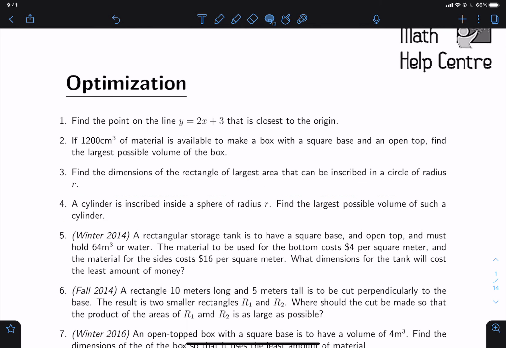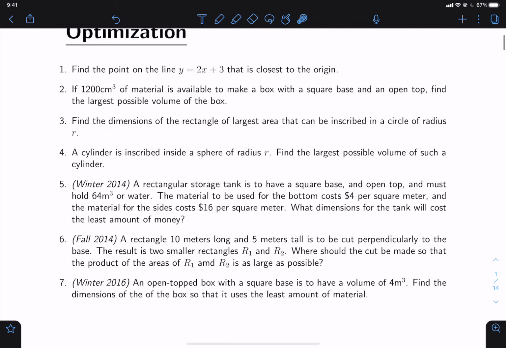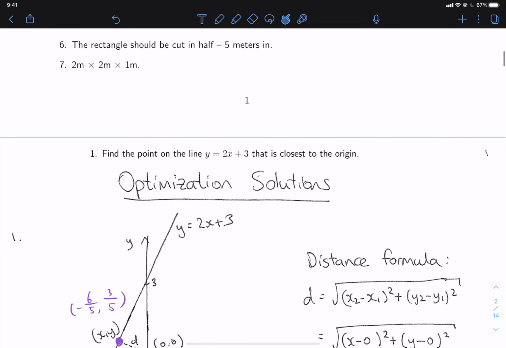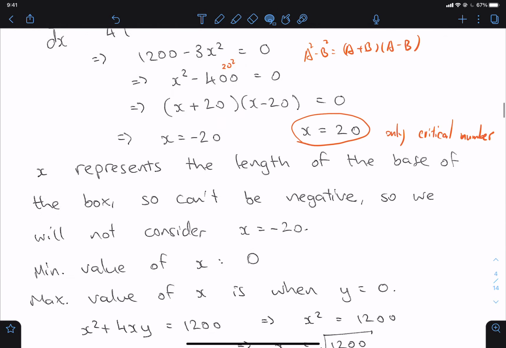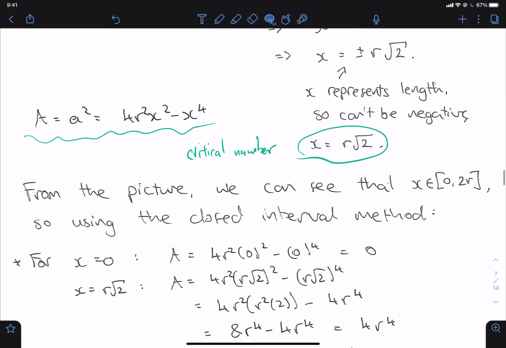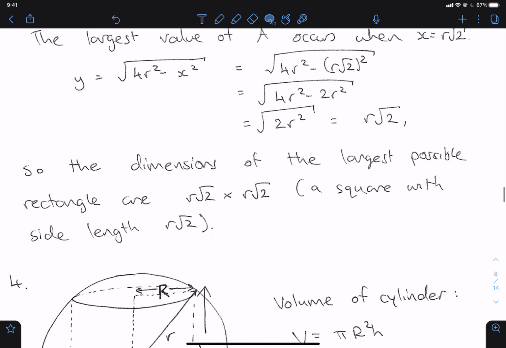Question 4, we have a cylinder that is inscribed inside a sphere of radius r. So that is also similar to question 3, right? We want to find the largest possible volume of such a cylinder. So let's see how we do it. Okay, the question is here.